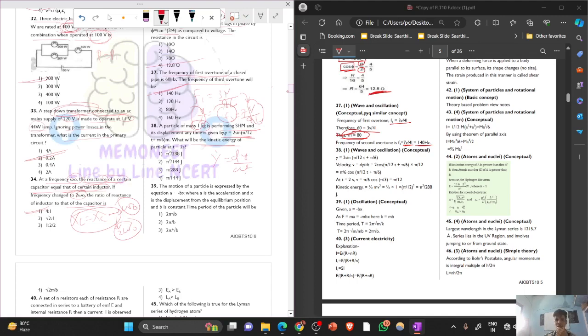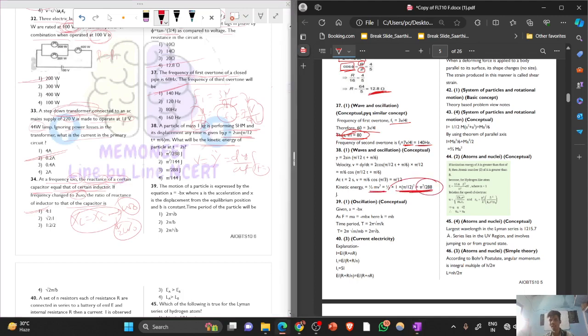At t equal to 2 seconds, you know the velocity from here. Once you know the velocity, you just put the value in half m v square. Once you put the value, it will come out to be pi square by 288 joule. Option first will be your correct answer. It's again a formula based question.